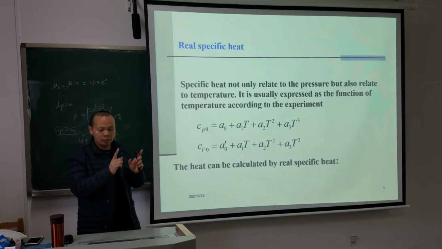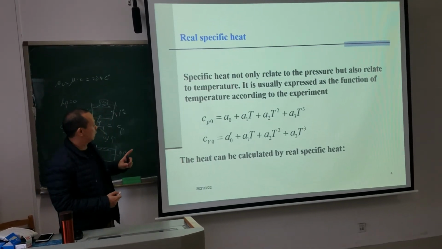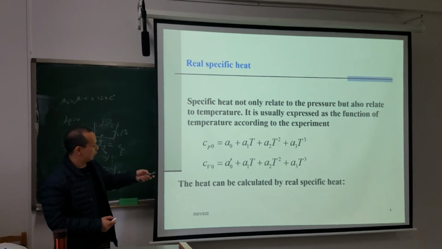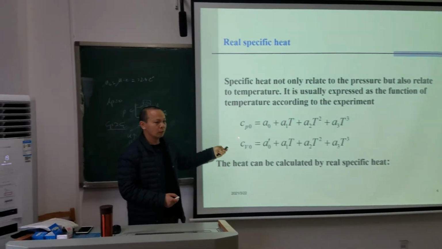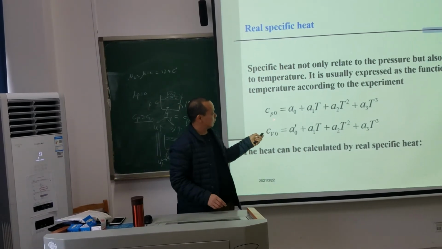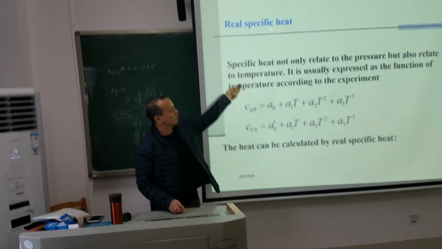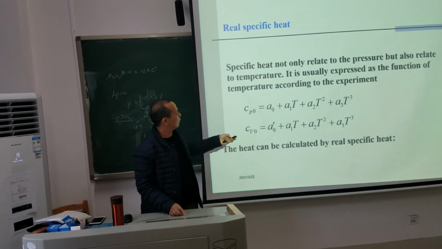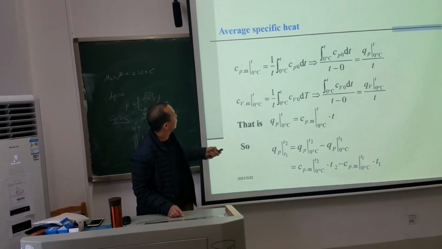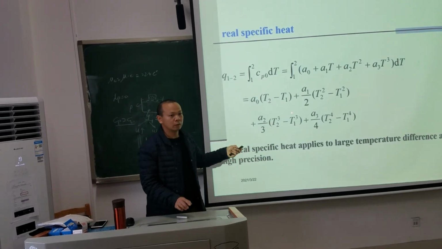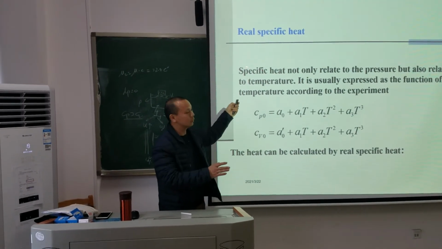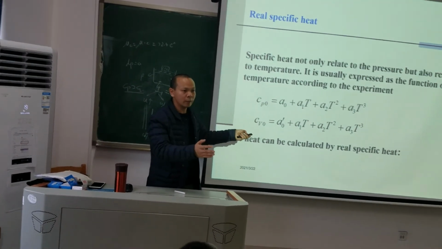There are three methods to calculate the CP or CV. The first one is CP equal to this. This is the real specific heat. But there is another, which is not so important. We just know there is a real specific heat, and that is enough for us, okay?